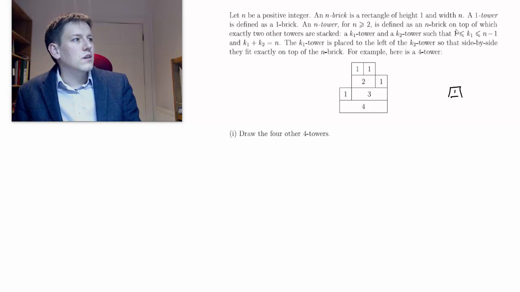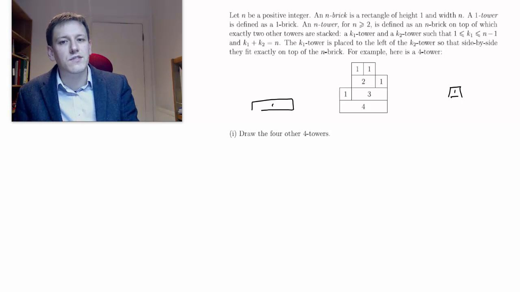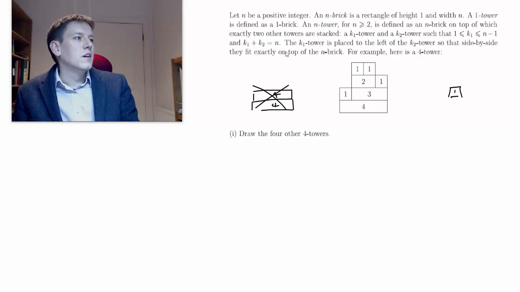Now the question specifies that the 2 other towers stacked on top have to be a k1 and a k2 tower, such that 1 is less than or equal to k1 is less than or equal to n minus 1. What in particular that means I can't do is have a 4 and then another 4 on top of it. That's not going to be allowed. At every stage the numbers here have to be smaller than 4, the numbers here have to be smaller than 3, and so on.